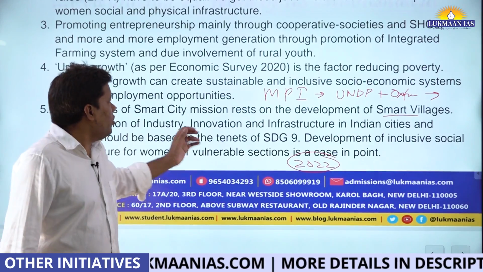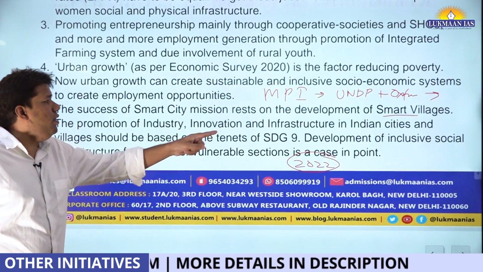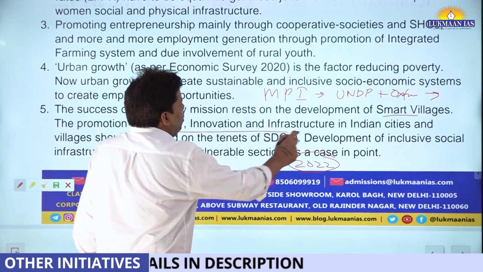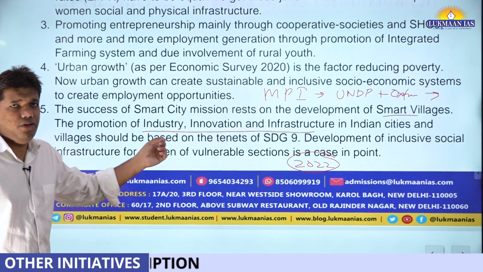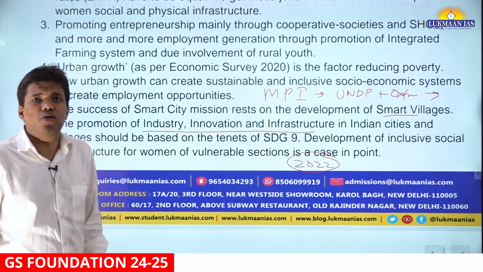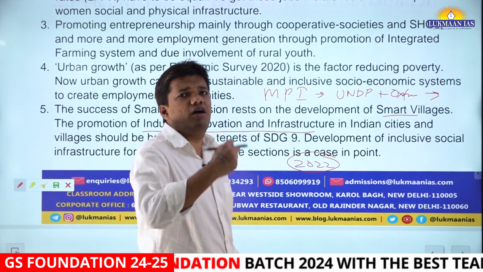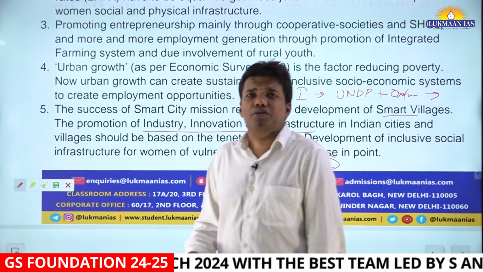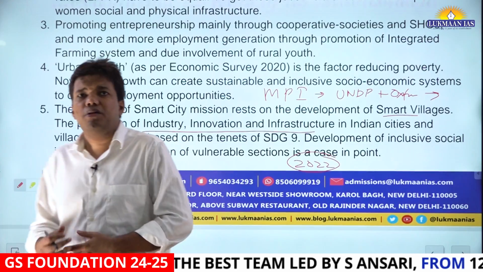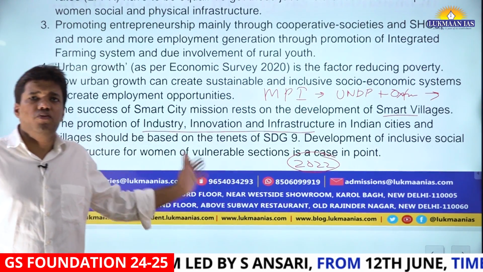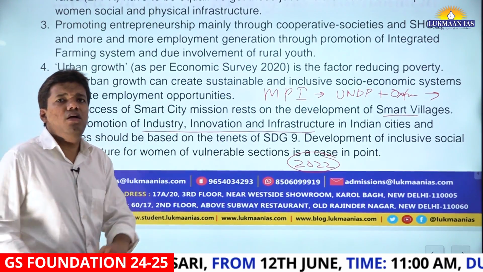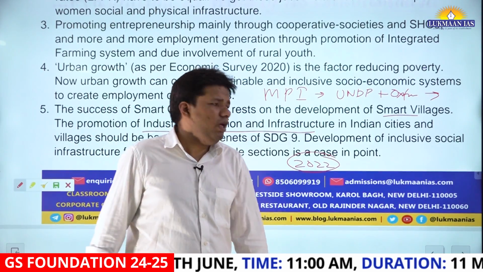So now what you're saying, the promotion of this triple I is your SDG 9. If you're reading the 17 SDGs, SDG 9 is this. So this is required in Indian cities and villages. If you develop industry, infrastructure, innovation on the basis of the tenets of SDG, that is what is required. So then you can write an example.